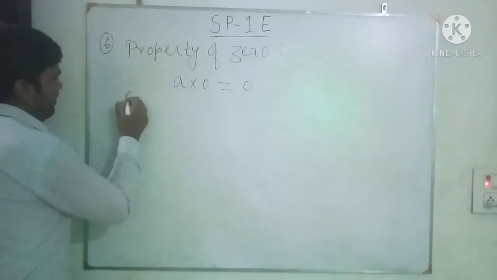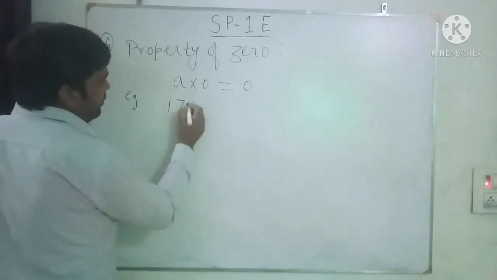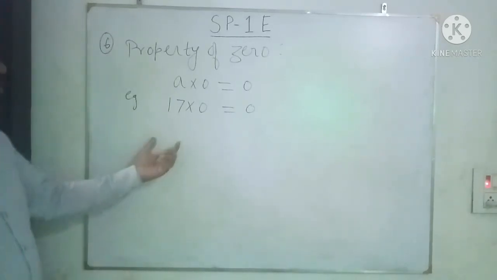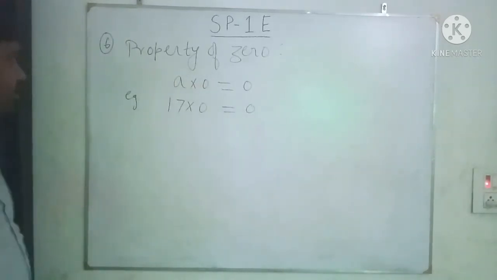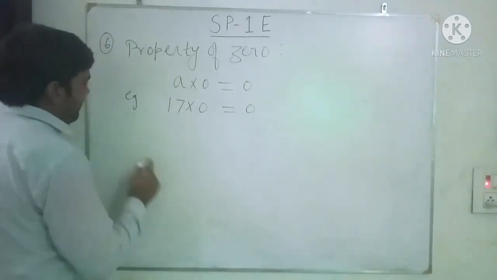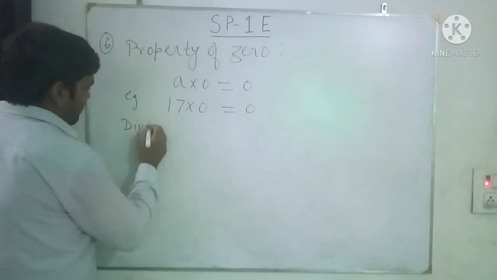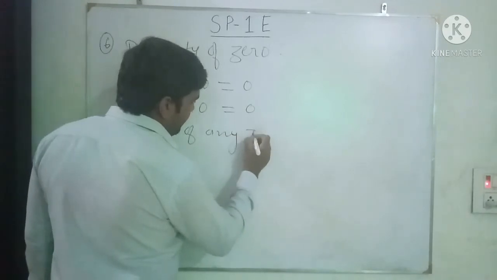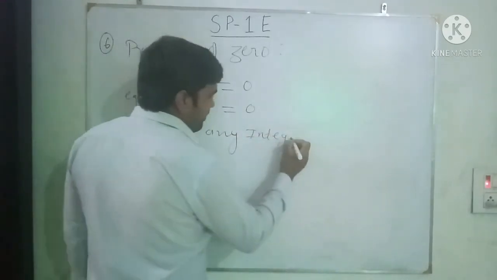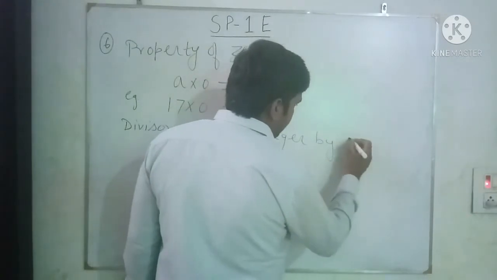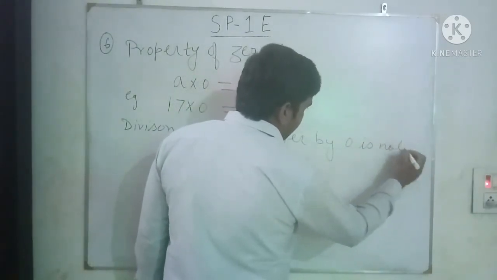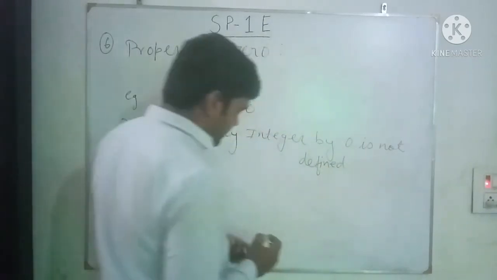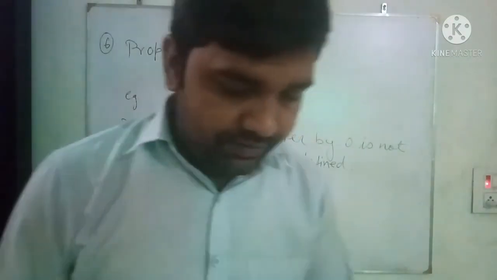Example, you can take any example. Suppose 17 is the integer, you multiply by 0, and 17 times 0 is 0 only. So we cannot divide any integer by 0. Division of any integer by 0 is not defined.